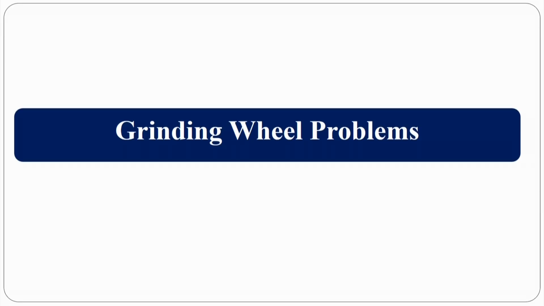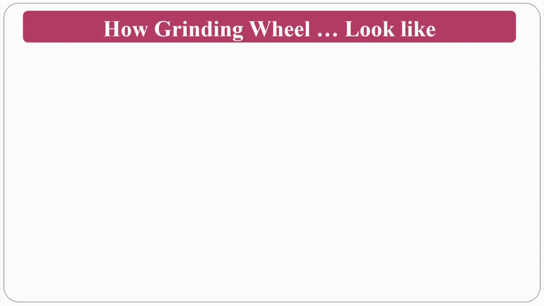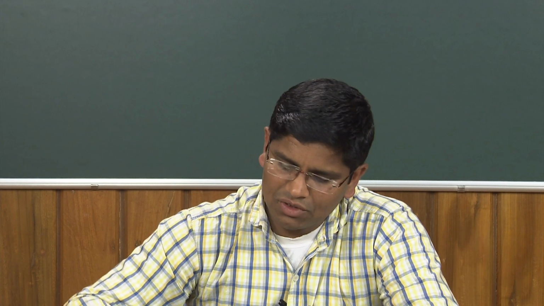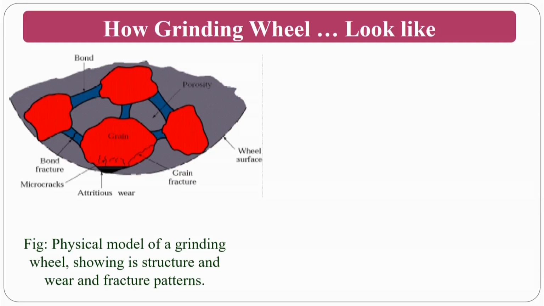So, wheel problems. Everybody will have problems in life, and fortunately or unfortunately, grinding will also have its own problems. Before seeing the problems, let us see how the grinding wheel looks and how it faces the problems. These are the grinding abrasive particles, and this is the bonding, and in between there is porosity. This is a schematic diagram, a physical model of how you can represent it, and you can also see the attritious wear and all those things here.